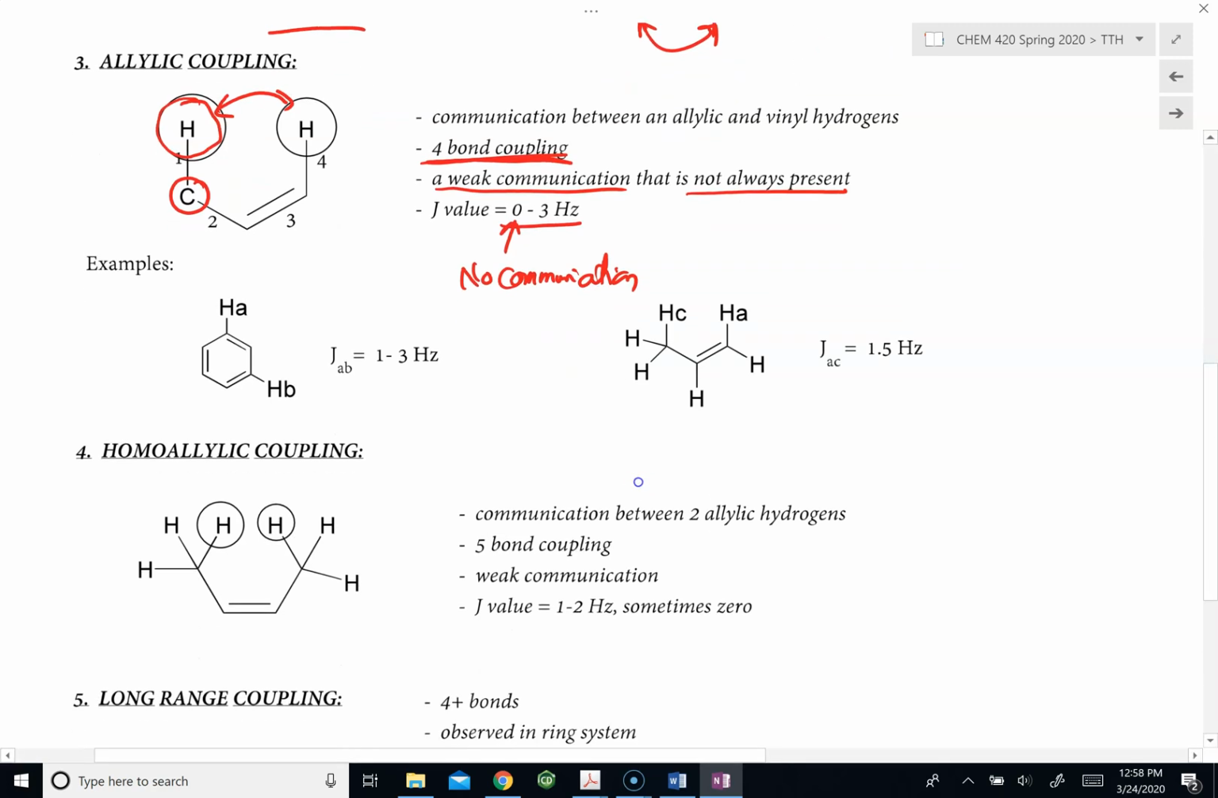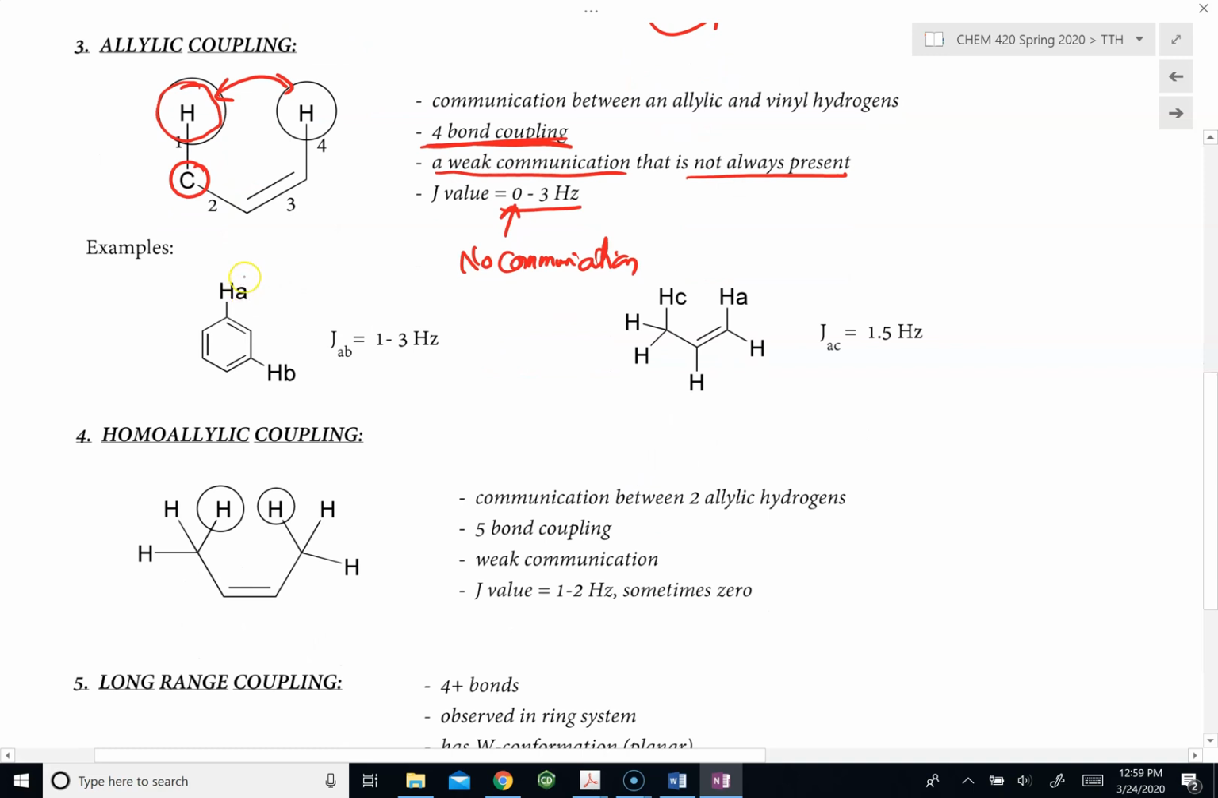An example of the allylic coupling is as follows. These two hydrogens, HA and HB, are communicating through this allylic coupling. So in this case, the J value is anywhere between 1 to 3 Hz. And another example is the communication between this hydrogen C and the HA. Again, they are communicating through this allylic coupling, and in this case 1.5 Hz.